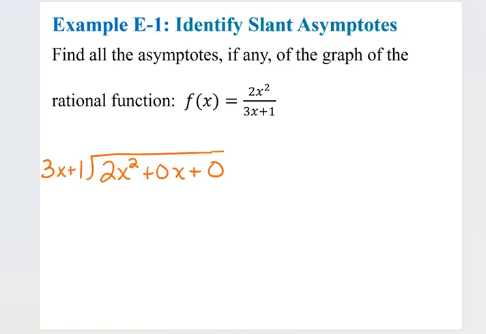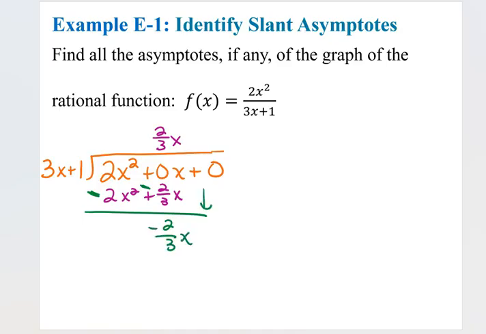So what do you have to multiply 3x by to get 2x squared? And this is where people usually go, I don't know. So it's going to have to be a fraction. It's going to be 2/3 x. When I multiply 2/3 x by 3x, I'm going to get 2x squared. And then 2/3 x times 1 is positive 2/3 x. And then you're going to subtract all of that. Notice the leading term is going to fall away, and that's what you want. And you add those together, so 0 minus 2/3 is negative 2/3 x. And then bring down your next term, which is plus 0, and repeat the process.